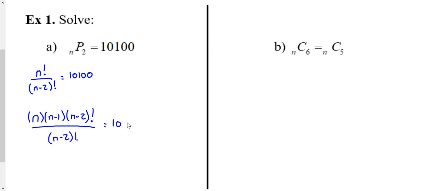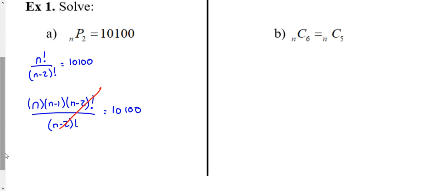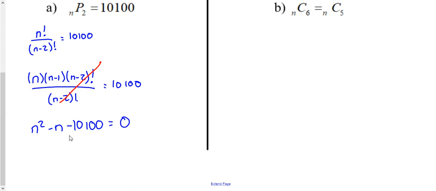Still all equal to 10,100. Our factorials will now officially cancel, leaving us with, and if you want to multiply in, you probably should, n squared minus n, and let's move all the numbers to the same side, minus 10,100, and all that's now equal to 0. From here, you can solve it however you want to solve it, factor or quadratic formula or whatever you can think of. Here I know it's going to be n minus 101 multiplied by n plus 100 equals 0.